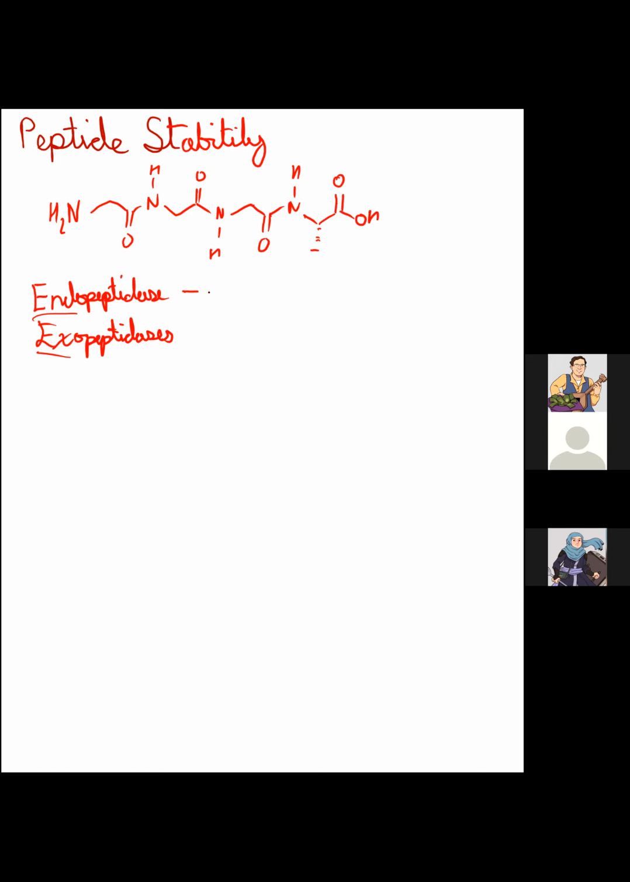So endopeptidases are normally specific for a 3 amino acid sequence. Some of them are specific for a 2 amino acid sequence. So what they're looking for is two specific amino acids, or maybe three specific amino acids in a row somewhere in a peptide, and they're going to cleave there. So a lot of endopeptidases have specificity. There are some non-specific ones, but not many.